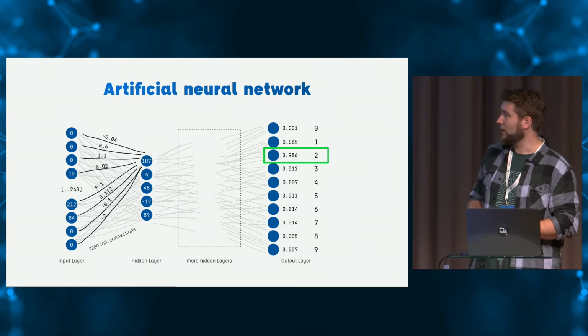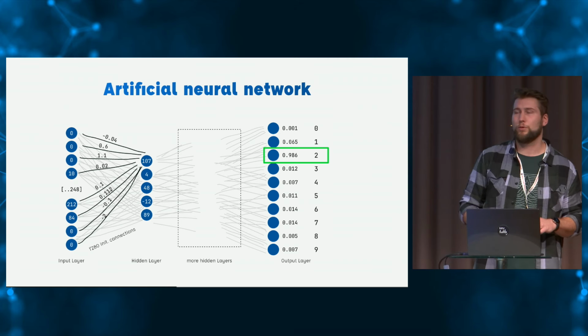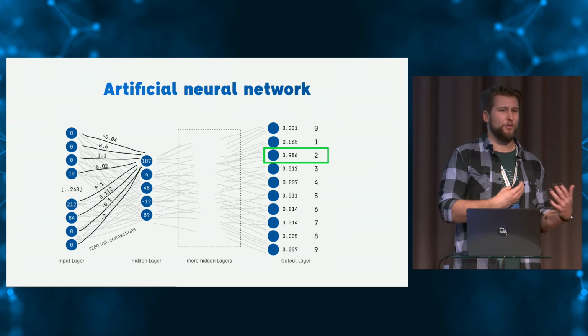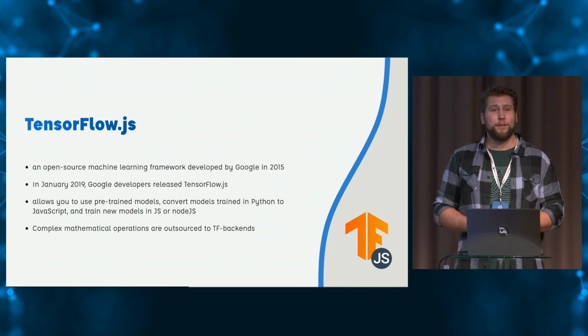And one thing we can see here as well is that on this first layer already, we have 1,280 initial connections, initial calculations to do. So there's just a lot of math involved in machine learning. Now, how can we use it on the web?